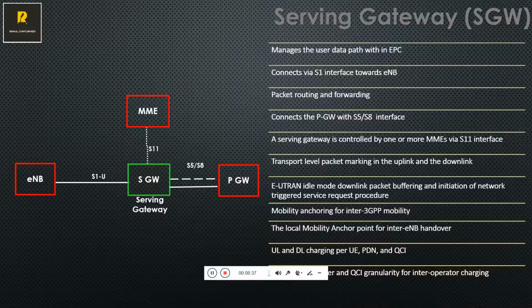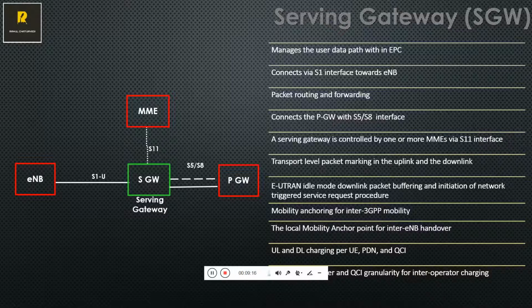Coming to the details now. It manages the user data path within EPC, connects by the S1 interface towards the eNode B, does packet routing and forwarding, and connects the PGW with the S5/S8 interface. The serving gateway is controlled by one or more MMEs by the S11 interface. It does transport level packet marking in the uplink and downlink, and E-UTRAN idle mode downlink packet buffering and initiation of the network triggered service request procedure.